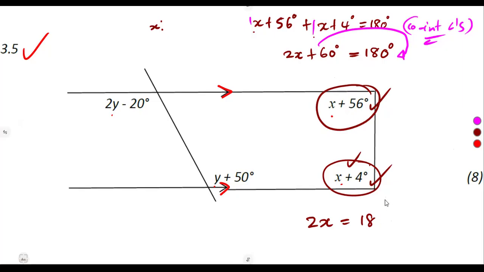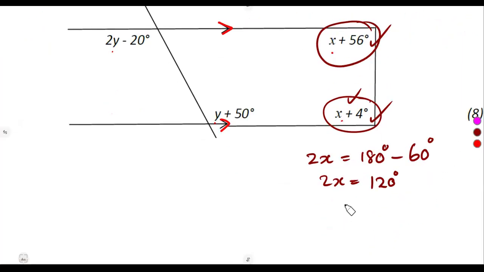That's 180. All right, so this is 180 degrees minus what? 60. So 2x is going to be what? 180 minus 60, that's 120 degrees. So divide by 2 on both sides, and we're going to have the value of x, which is what? 60 degrees, all right? So our x is going to be 60 degrees. You can substitute that and see the angles you are forming there. Just like that.